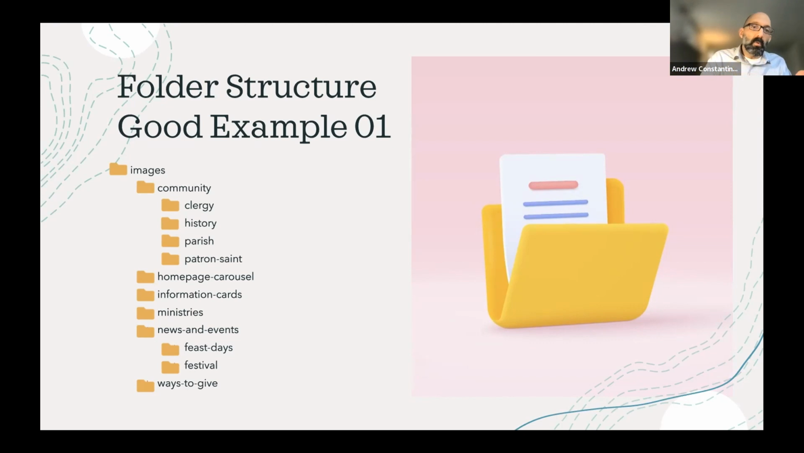We've got folders set up for our homepage carousel, our information cards. We've got a folder set up for our ministries, so it's easy to find. Maybe GOYA is in there, and Philoptochos, and the outreach ministries, and so forth. Our news and events folder, instead of having two events folders, now we have one. And within news and events, we can organize by feast days, festival.